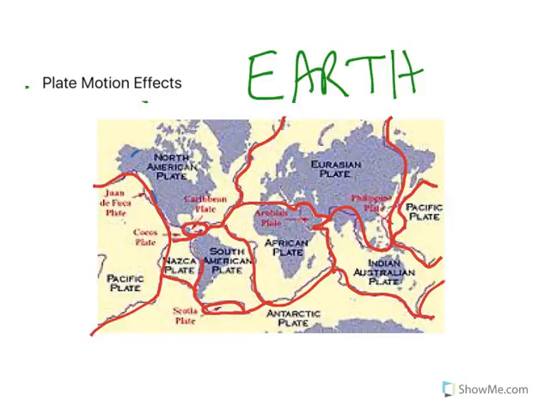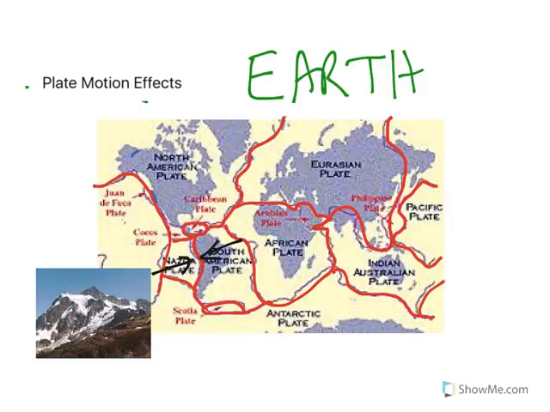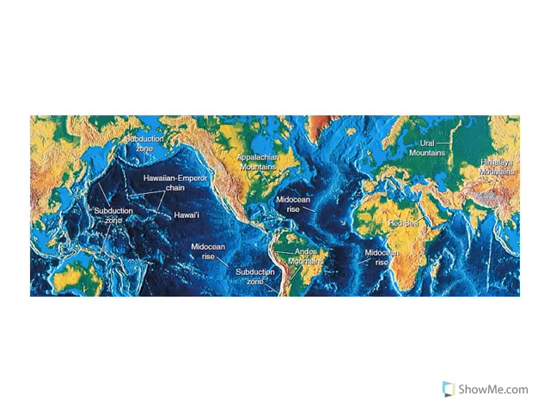One plate motion effect is mountain building. Now when two plates push against one another, you generate mountains. Here's a typical photo of a mountain from your textbook. So when two plates run together, you have this buckling of the plates and you generate mountains.